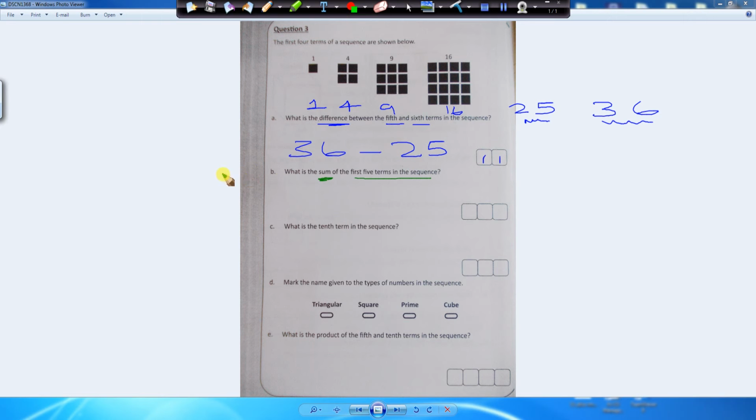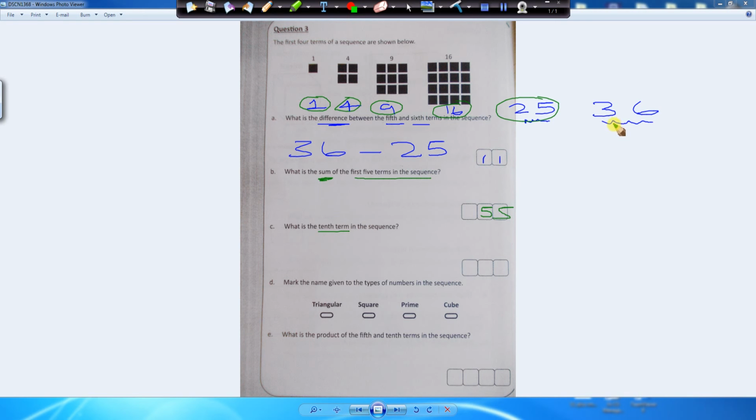The word sum means add them up. So we have to add 1 and 4 and 9 and 16 and 25. If we add those numbers up, what do we get? We get a total of 55. Let's put 55 in here. That's done. Next, what is the 10th term of the sequence?